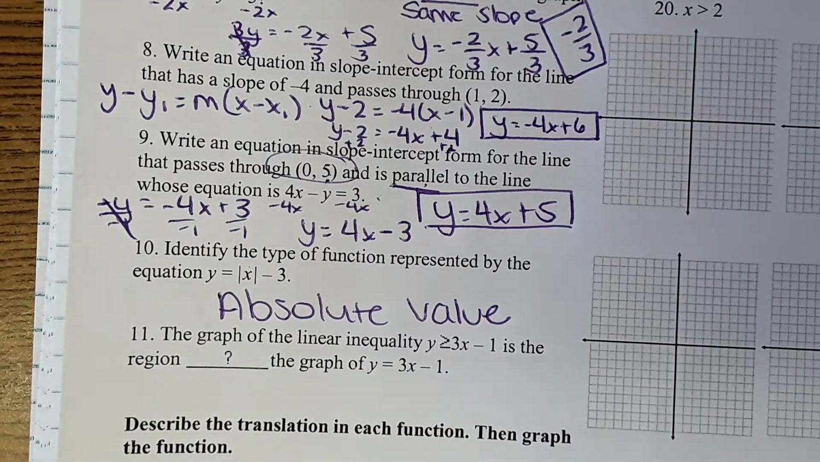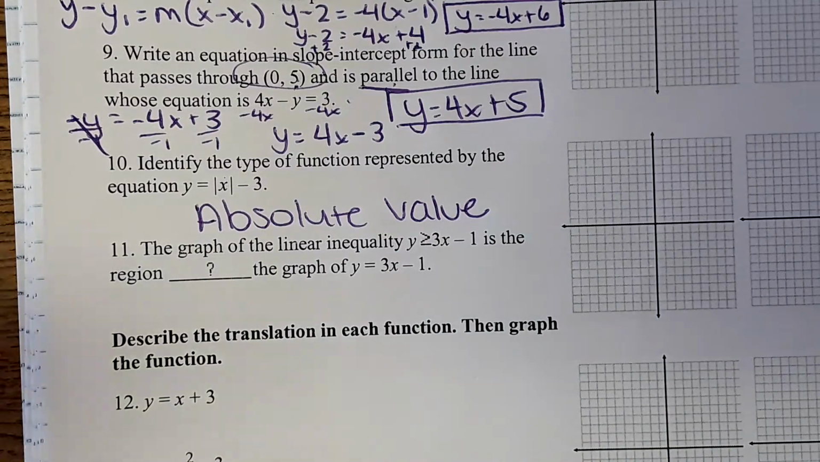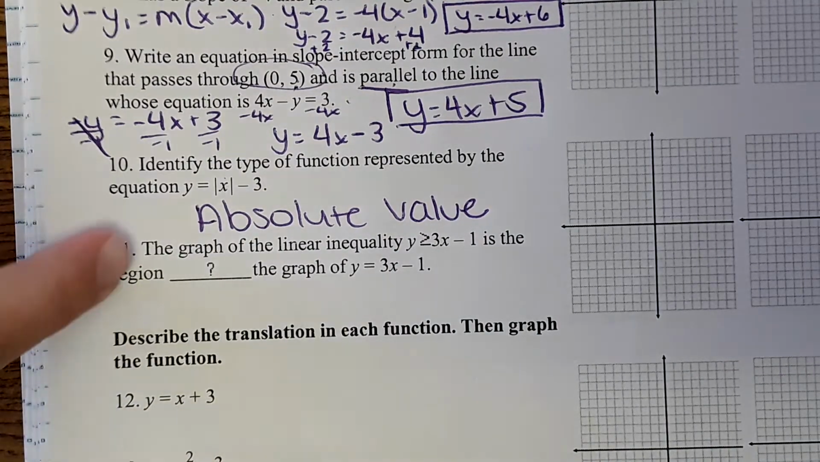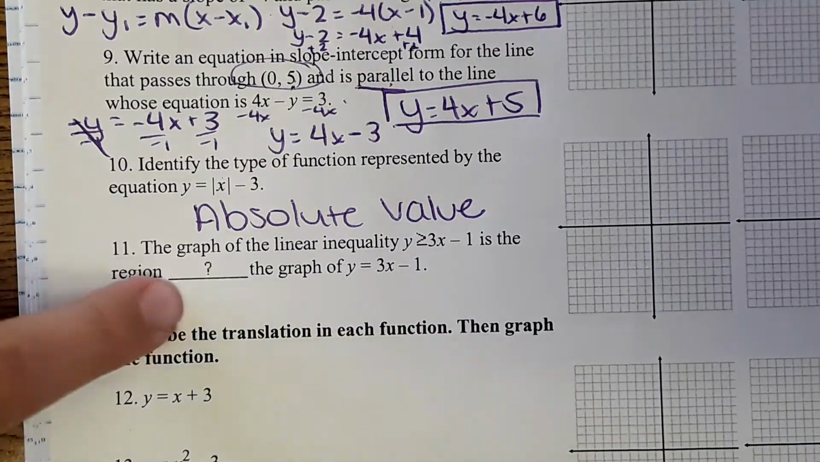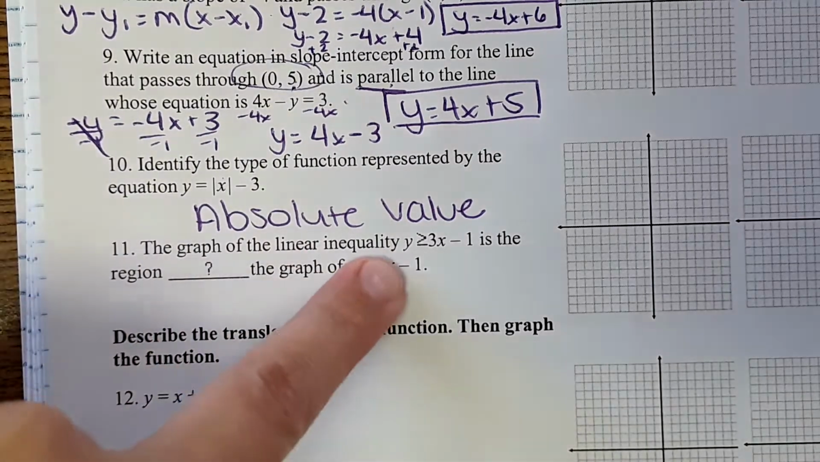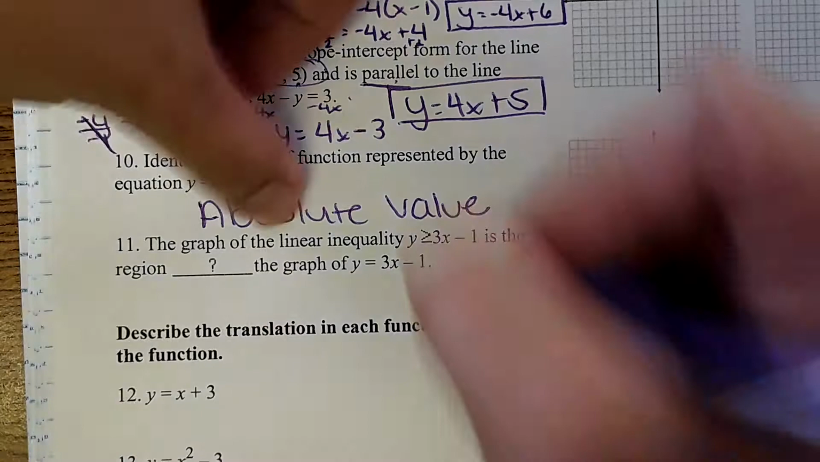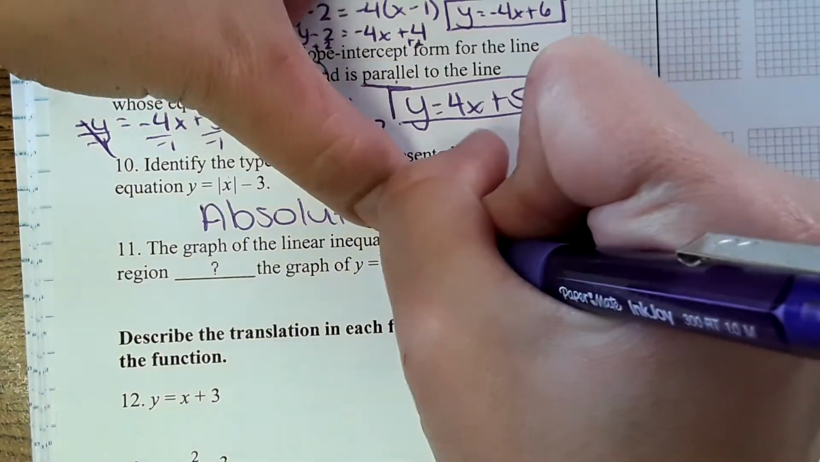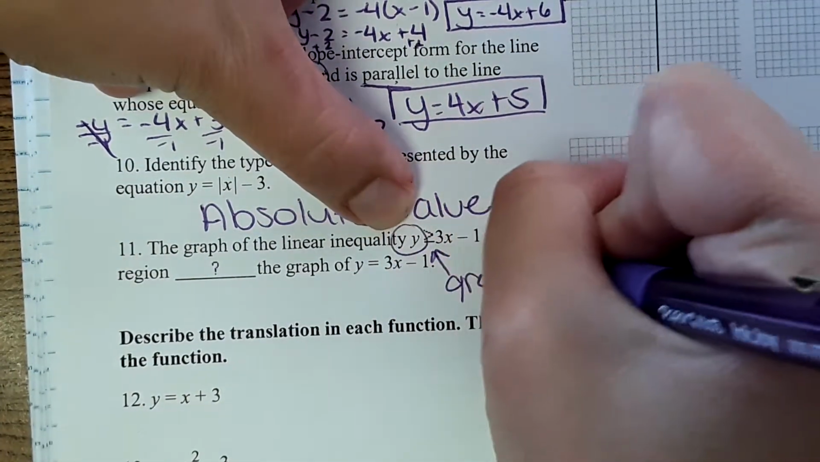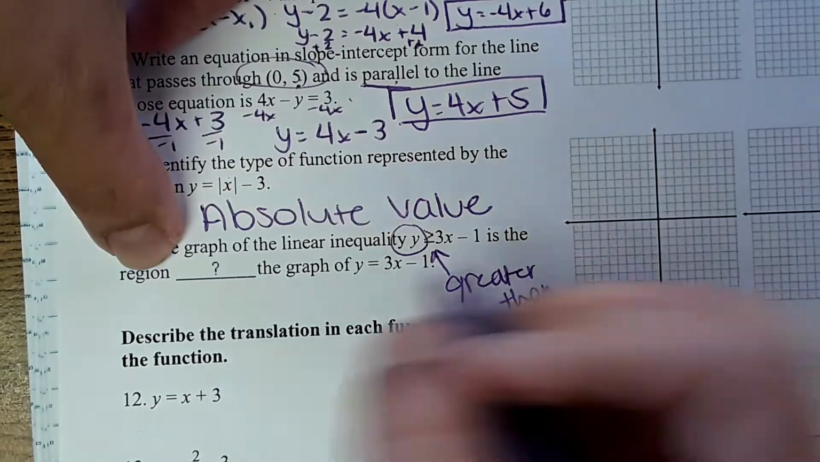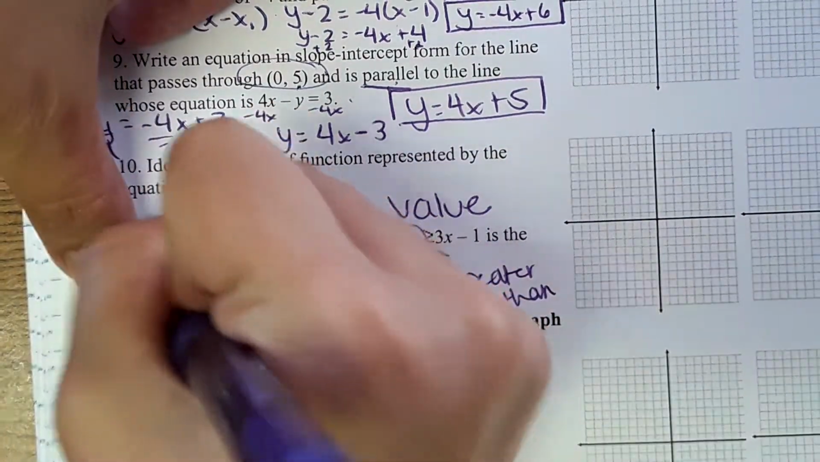Number 11, you may have seen something similar to this on your homework. It will be multiple choice, so you don't have to come up with these words on your own. The graph of a linear inequality is the region blank above the graph of that line. So y is greater than, so that means you would shade on or above that line.